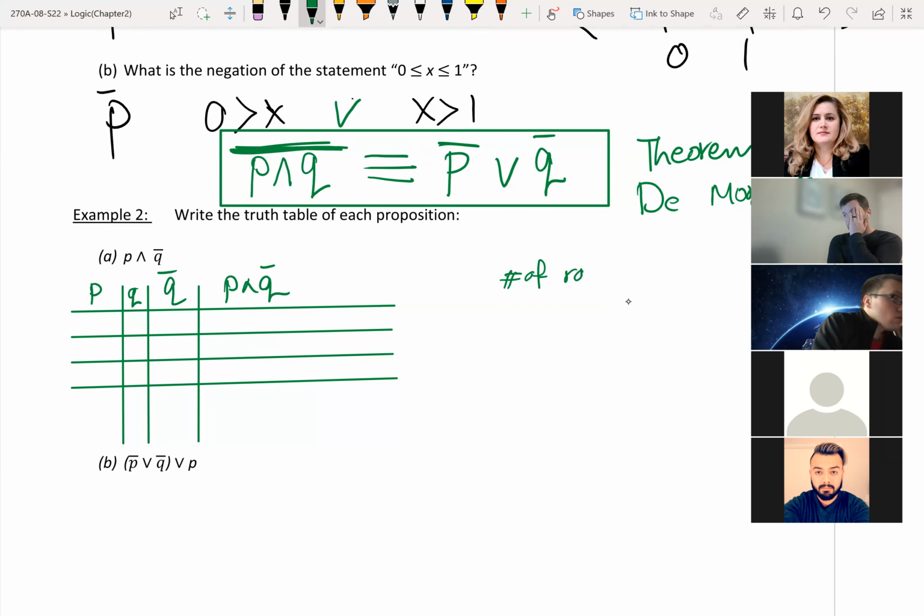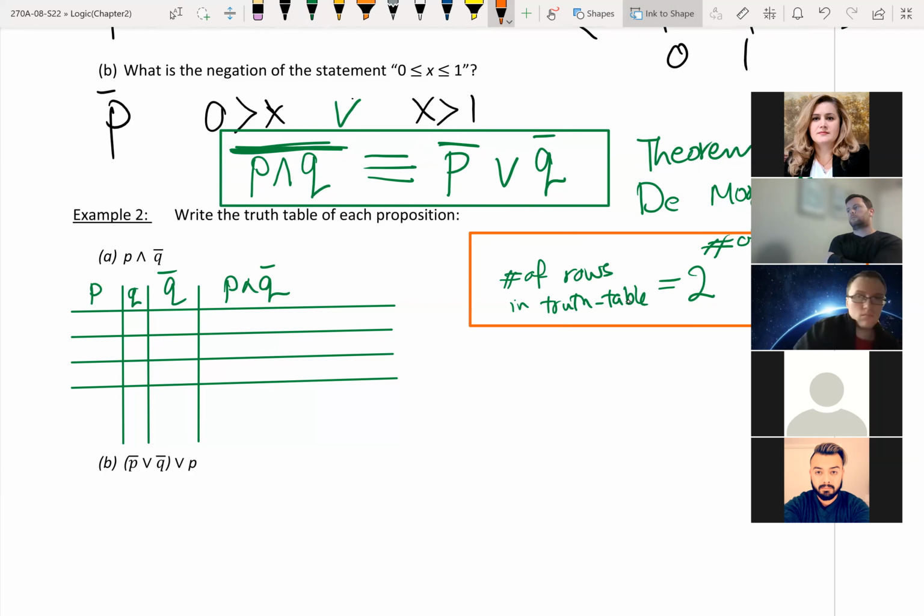The number of rows in a truth table equals 2 to the power of the number of statements. How many statements do I have? I have two statements, P and Q. So I have 2 to the power of 2, which is 4 rows. So I have 4 rows.